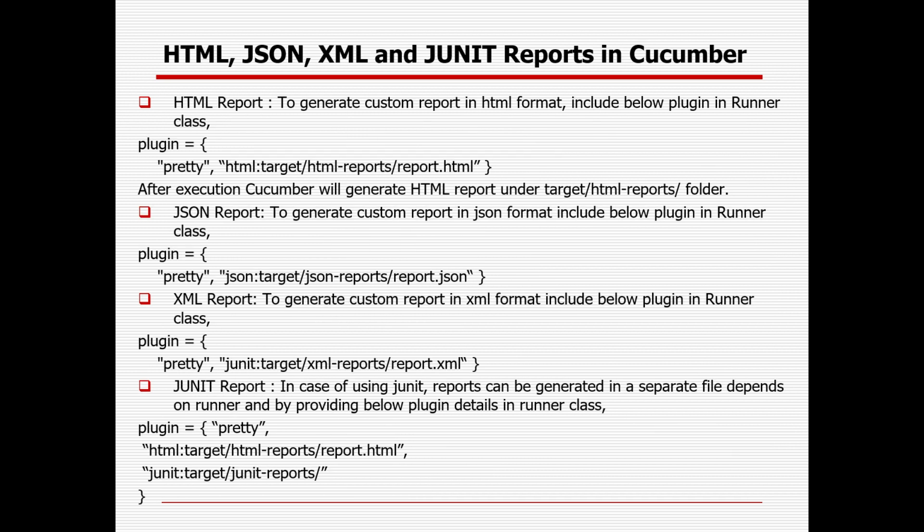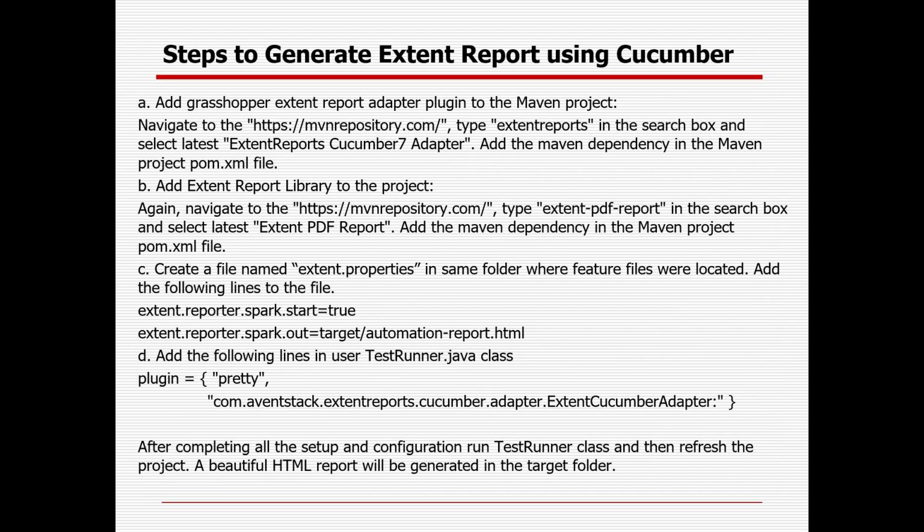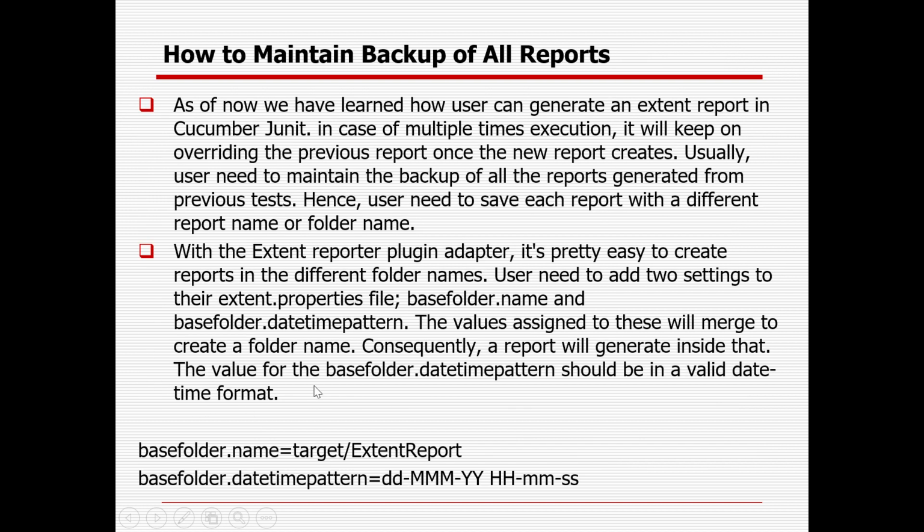For any execution, reporting will be required, so in Cucumber you use the option called plugin equal to pretty, monochrome equal to true. You can also generate HTML, JSON, XML and JUnit reports, but those reports might not always be good, so you can go with the Extent report. You need to create an extent.properties file and add a couple of lines of code here. You need to add the Extent report Cucumber 7 adapter and Extent PDF report dependencies in the pom.xml file, and add this line of code into the plugin, and after that you can generate the report.